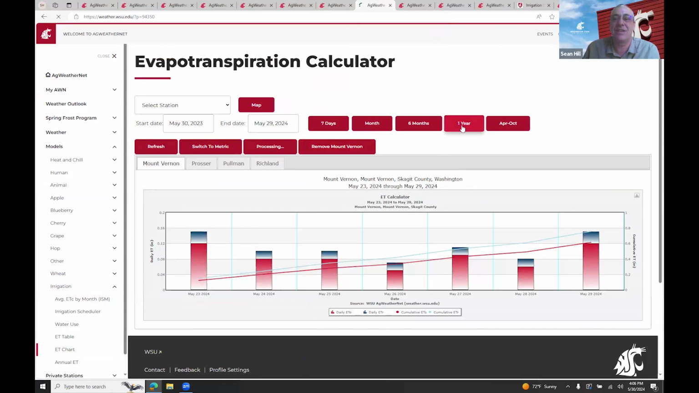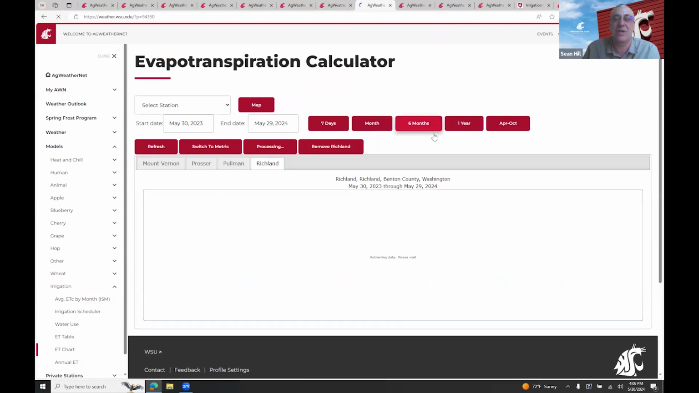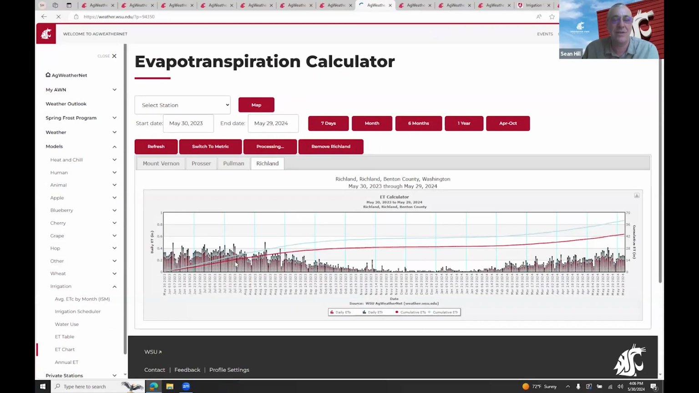If you're interested in a longer time range, you can click any of these quick buttons. I normally don't do these things live because, of course, it'll go a little slower, but you can see over the past 1 year what the water use would be.